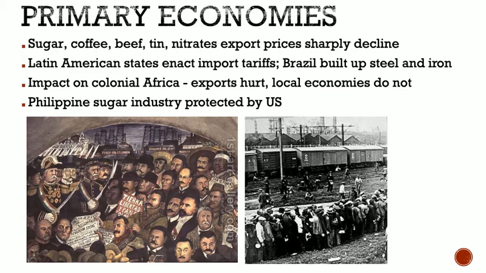I'm not diversified. So Latin American states are going to begin to enact tariffs. A tariff is a tax you charge on a good that comes in from another country.